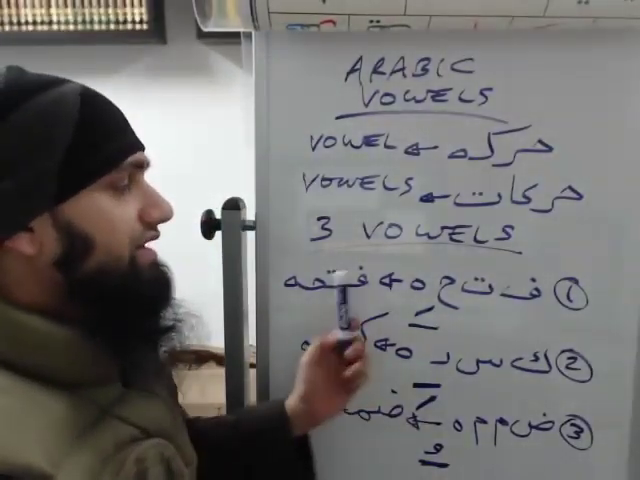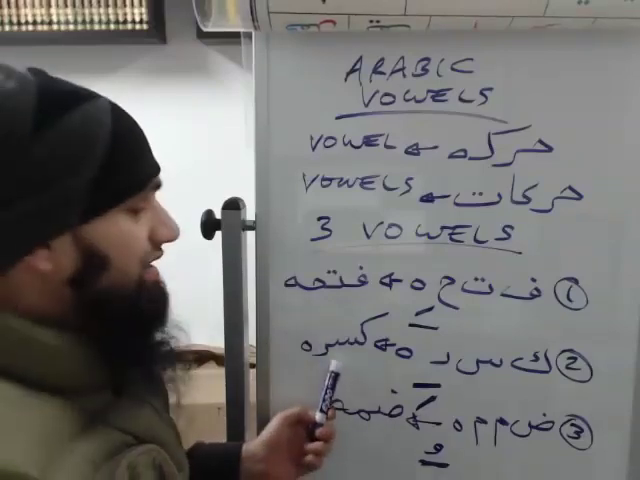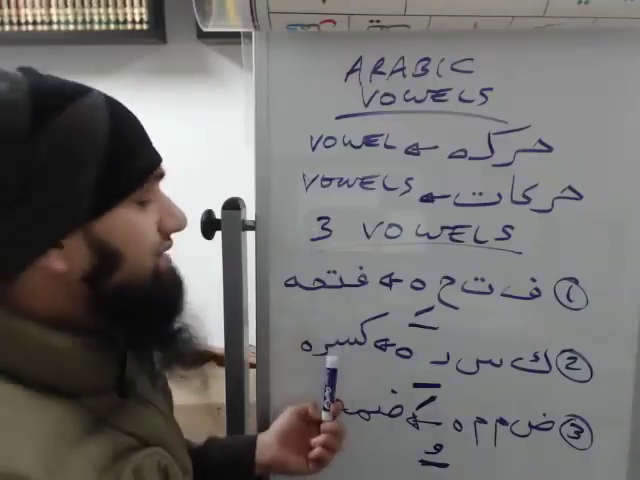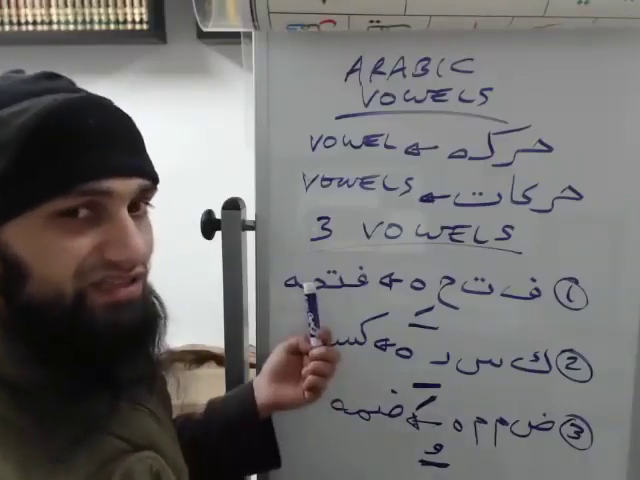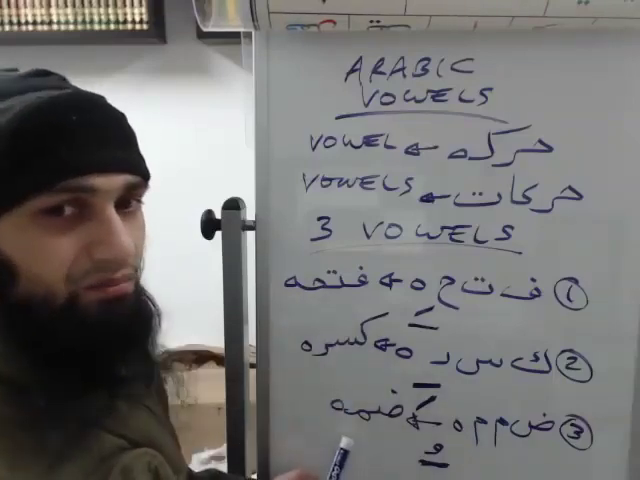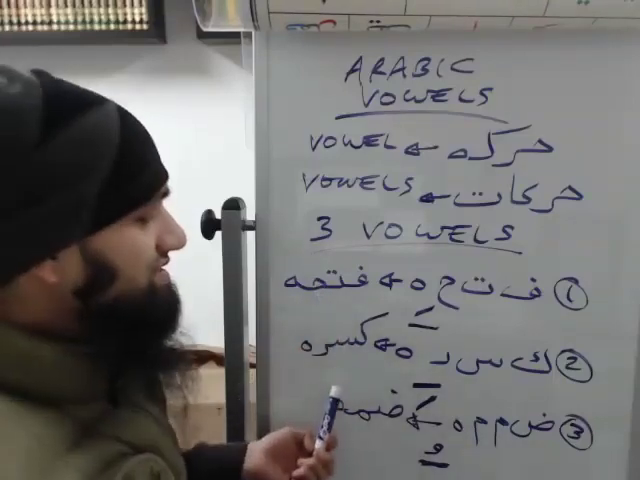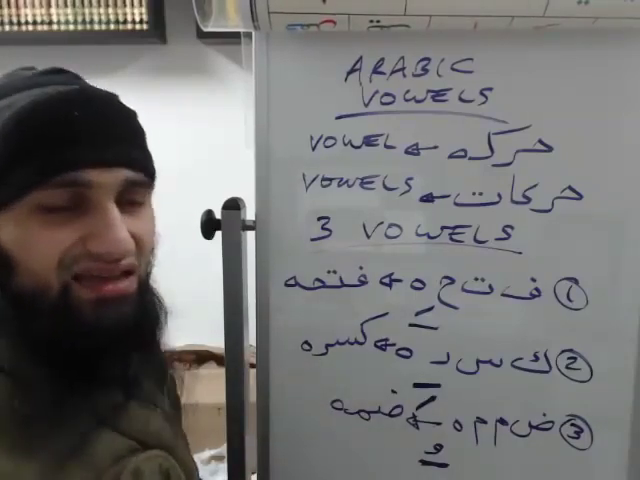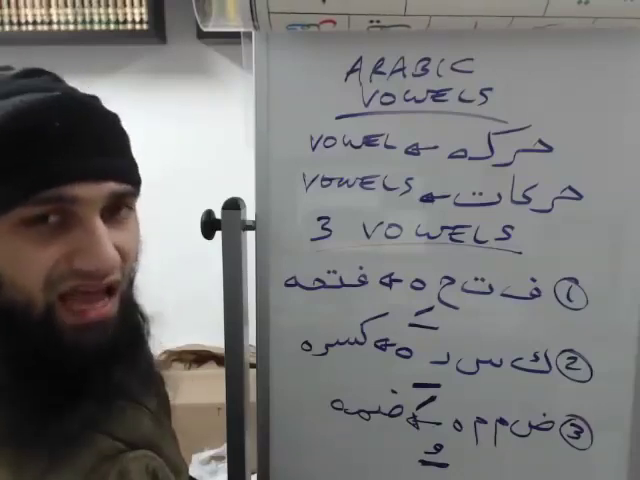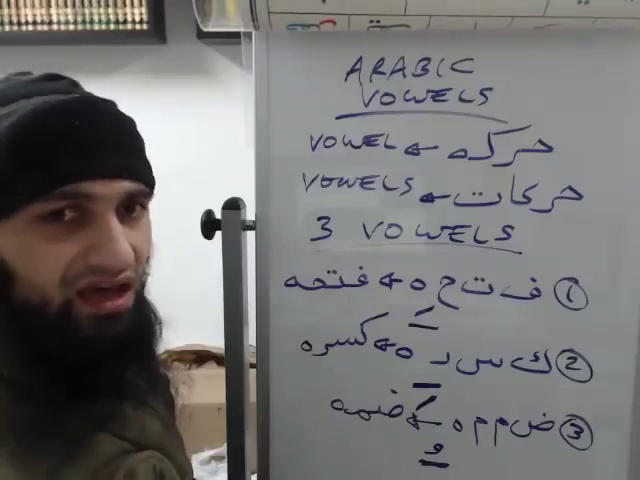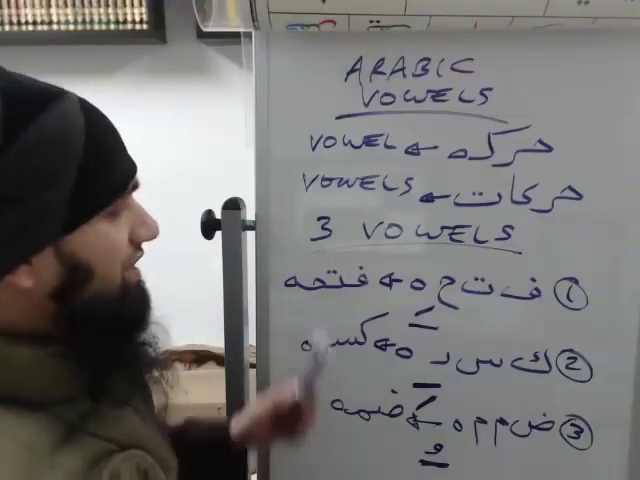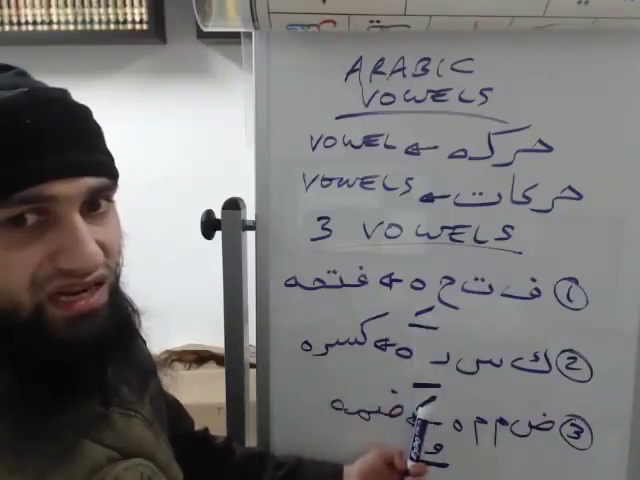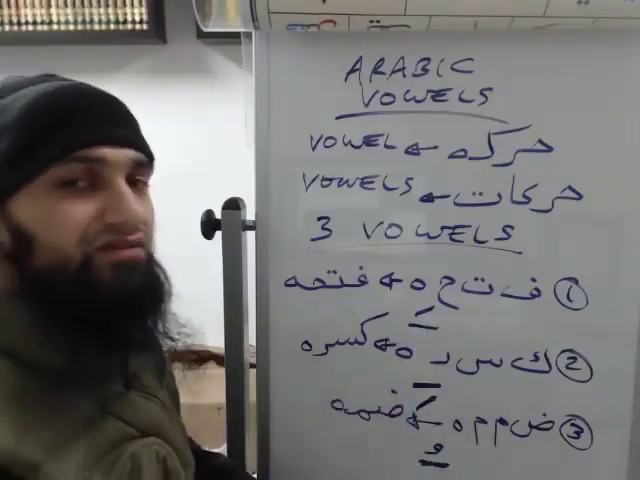Okay, so we have again fatha, kasra, dhamma. Repeat that until you get these words. Fatha looks like this on top of the letter. Kasra looks like this under the letter. And dhamma looks like this on top of the letter.